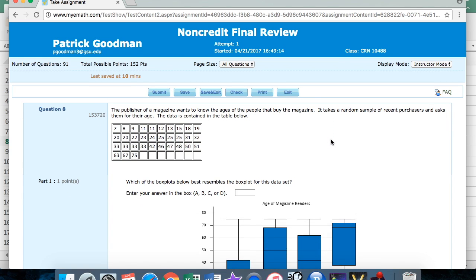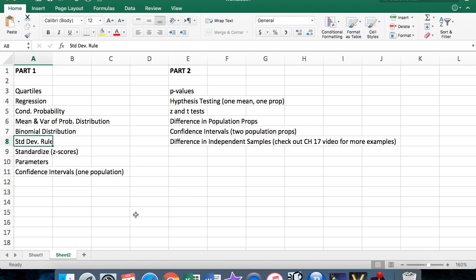Okay, here comes the first one. This one has to do with quartiles. Okay, so here it says, which of the box plots best resembles the box plot for this data set? So first thing I would do, copy over your data set. Let's copy this over to Excel.